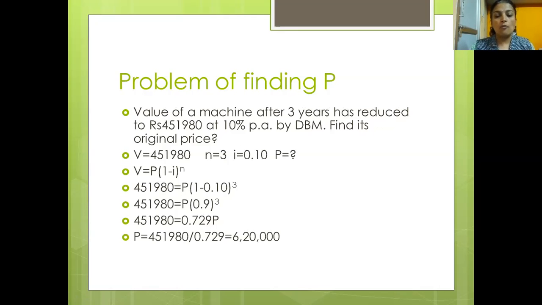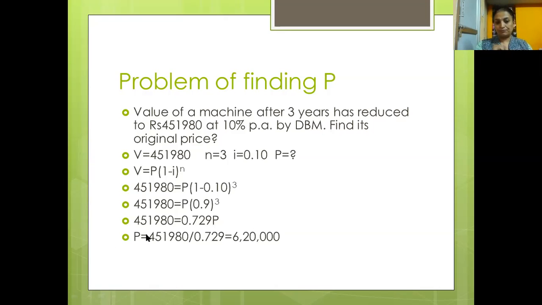Here, the value of a machine after 3 years has reduced to rupees 4,51,980 at 10% per annum by the diminishing balance method. Find its original price. See here, what is given in the problem: V is equal to 4,51,980 and N is equal to 3 years. I, that is the rate of depreciation, is given in the problem as 10%, 0.10. We have to calculate P.